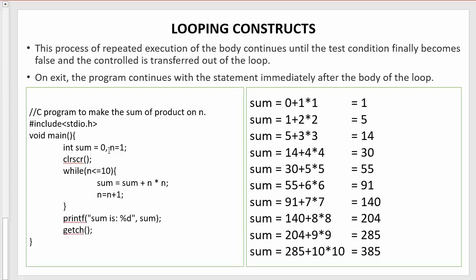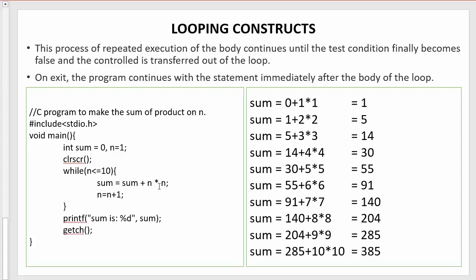Initially the value of n will be 1, as I have initialized here. So the while loop gets started with the value of n equals 1, and the condition gets checked. 1 is less than or equal to 10, yes, the condition becomes true. Then control comes inside the while loop, where the first statement gets executed.